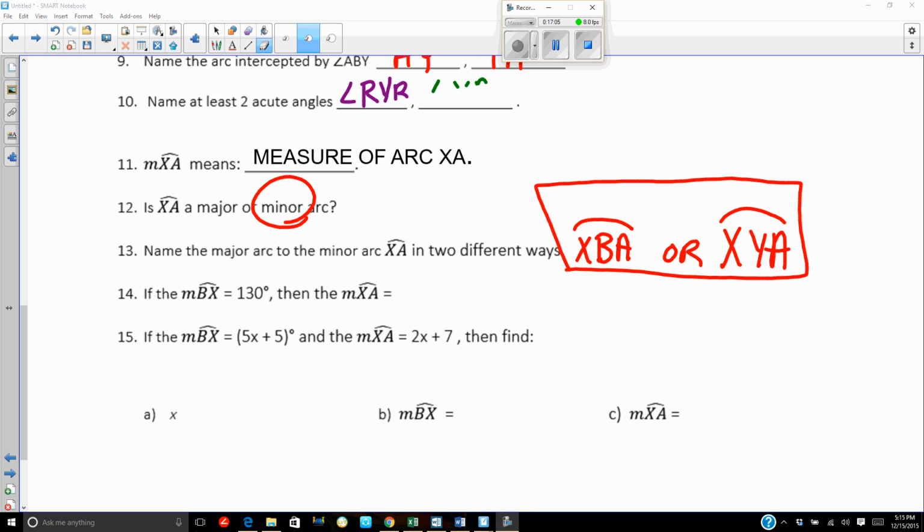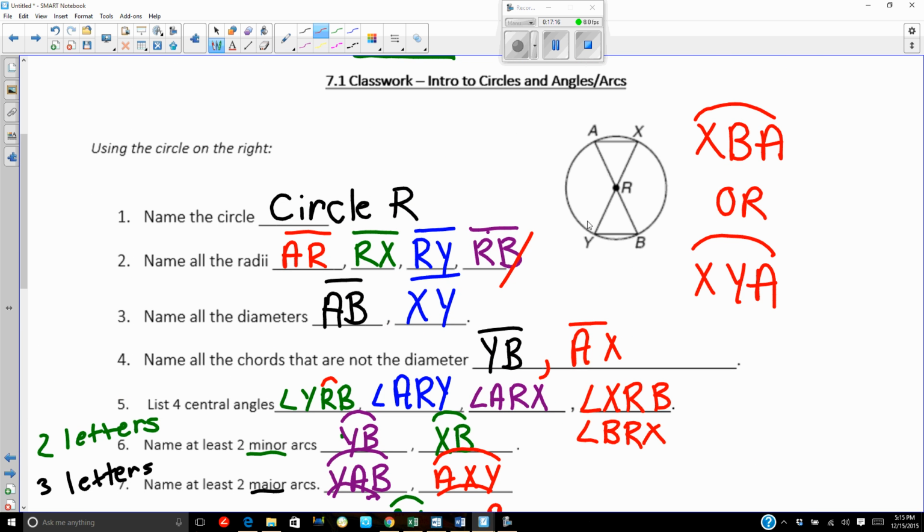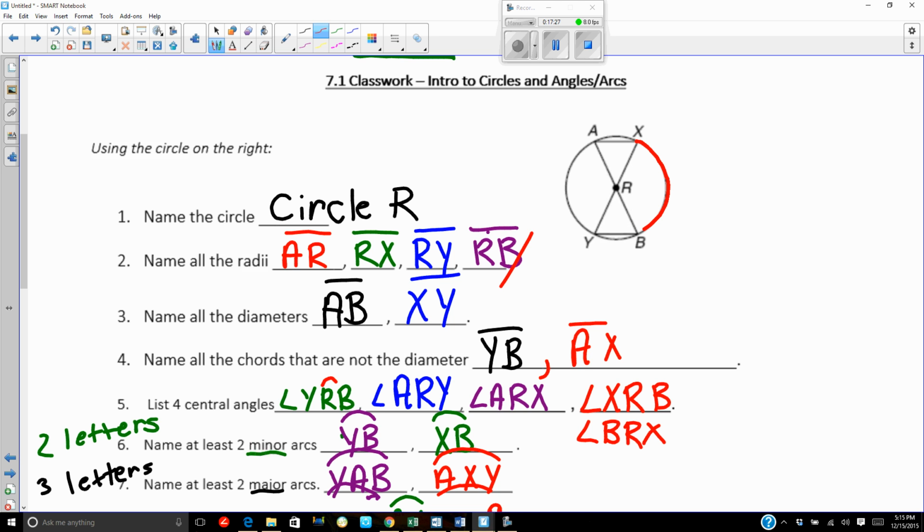All right, so the last couple of questions we're going to go through tells us the measure of arc BX is 130 degrees. So I'm going to erase all this right here. Again, they give us 2 letters. So arc BX is going to be that red arc. It is not going to be from B to X the long way around, because that would be greater than 180 degrees.